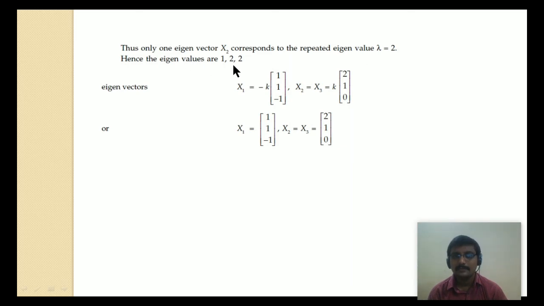Hence the eigenvalues are 1, 2, 2. Hence the eigenvectors are x1, and x2 equal to x3 equal to k into the matrix (2, 1, 0). Here don't forget that two eigenvalues are equal, so the eigenvectors are also equal here. In general, we can take k as 1. So thus we will have three eigenvectors corresponding to three eigenvalues. The eigenvalues are 1, 2, 2. The eigenvectors are x1 is the matrix (1, 1, minus 1), x2 is the matrix (2, 1, 0), and x3 is also the matrix (2, 1, 0).